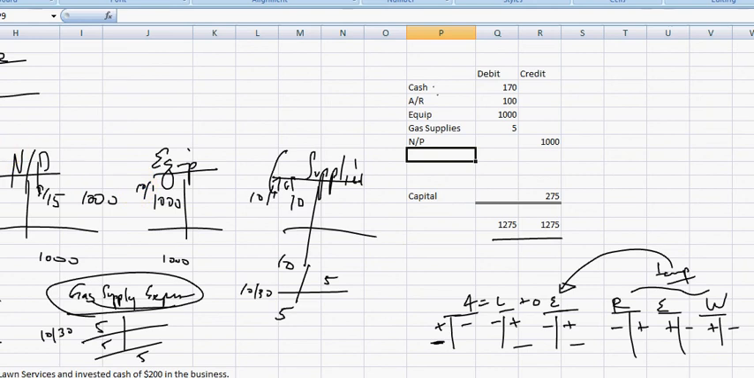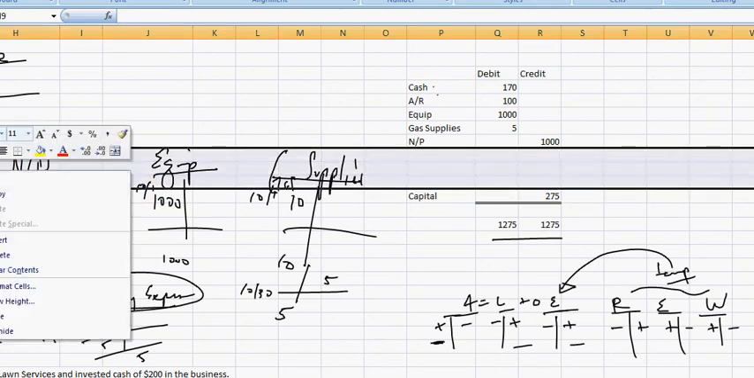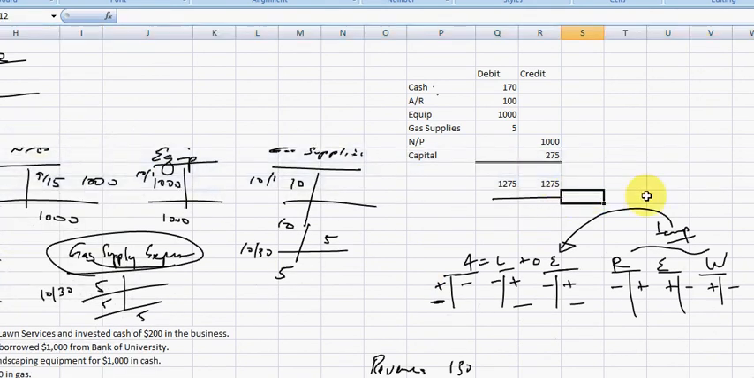And just to make this look a little neater, here's our closing trial balance, in which 1275 and 1275 equal one another.